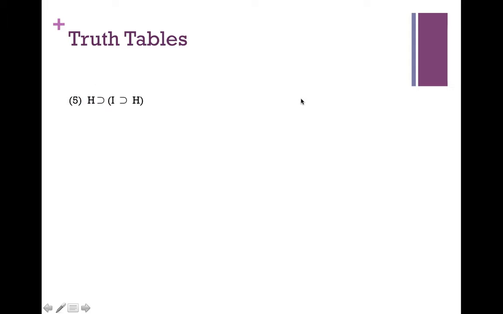All right. Number five, if H, then I, if, this is a tricky one to say, if H, then if I, then H. So we have two connectives going on here. We have the conditional occurring twice, right here and right here. Now, what's our main connective? Well, the parentheses restrict the scope of this connective, and it applies only to these two atomic propositions. Whereas the first one applies to H, which is an atomic proposition, but it also applies to this entire compound proposition. So the first one is actually our main connective.